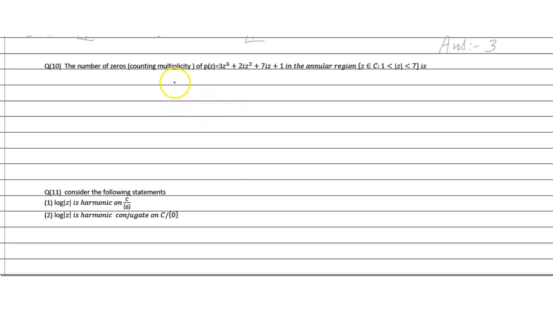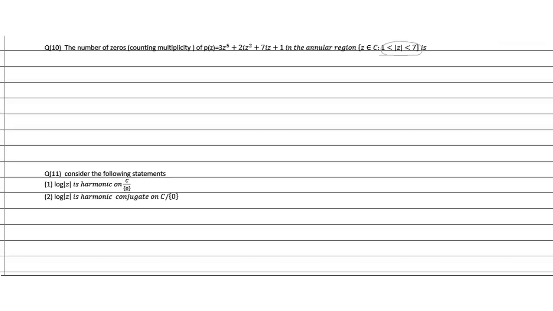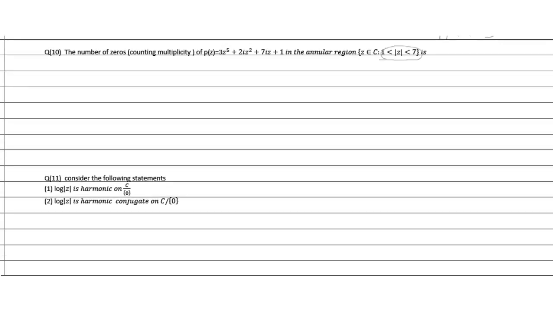Next problem is the number of zeros, counting multiplicity, of p(z) equals 3z to the power 5 plus 7iz plus 1 in the annular region, z belonging to C, where 1 is less than mod z less than 7. This is the annular region. So how can I solve this kind of problem?